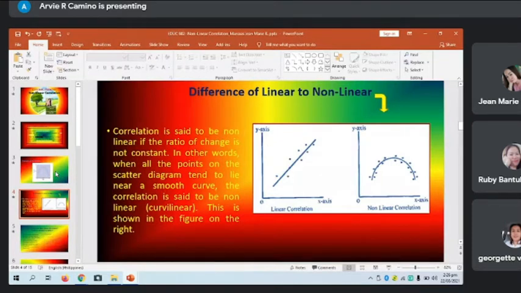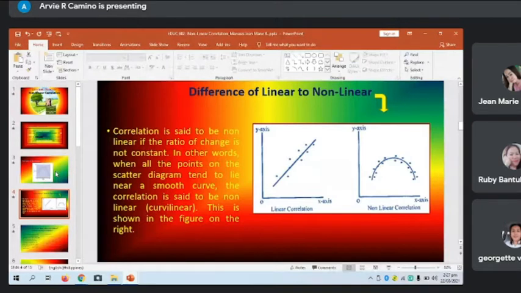So this is the nonlinear correlation, with y-axis and x-axis. It is nonlinear because it is a curve. And on the other side is the linear, which is straight. Next, how to measure nonlinear correlation between multiple variables?